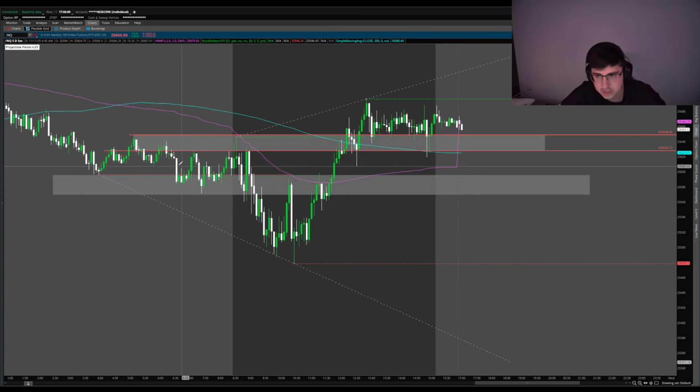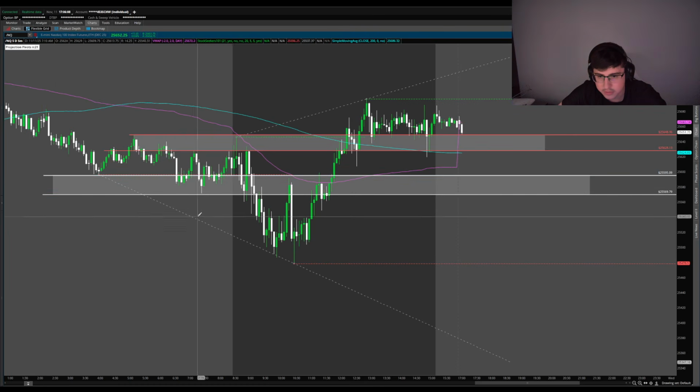I'm going to zoom in on the 2-minute to show you in a second, and then let me put my levels here. I'll break this down for you in a second. I'm going to make these red, boom, and boom. Okay, cool.